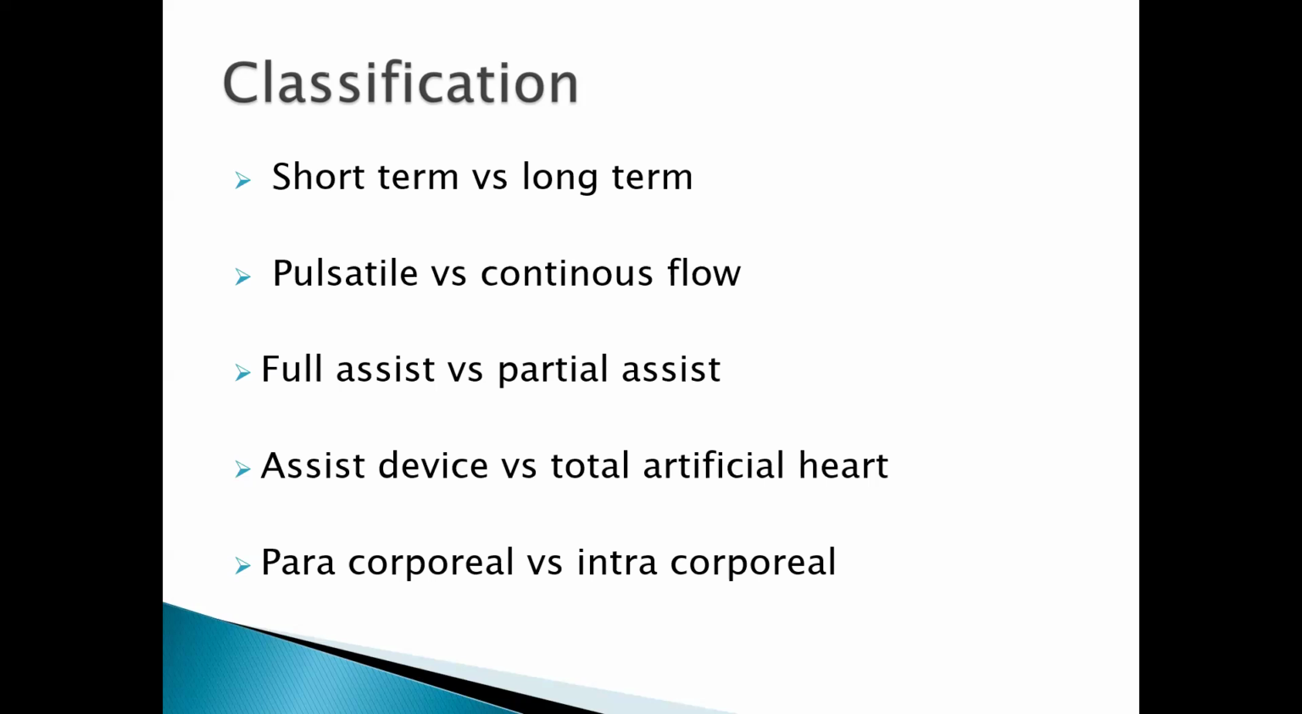You can also classify it based on the pumping mechanism, which I already talked about: the pulsatile pumping mechanism and the continuous flow. Under continuous flow, it can be either a centrifugal flow system or an axial flow system. It can also be either a full assist or partial. Then it can also be classified by whether it is an assist device, most of them being ventricular assist devices, versus a total artificial heart. A total artificial heart is not classically a ventricular assist device, but is just an artificial heart that the patient is using. It can also be classified as either paracorporeal or intracorporeal.